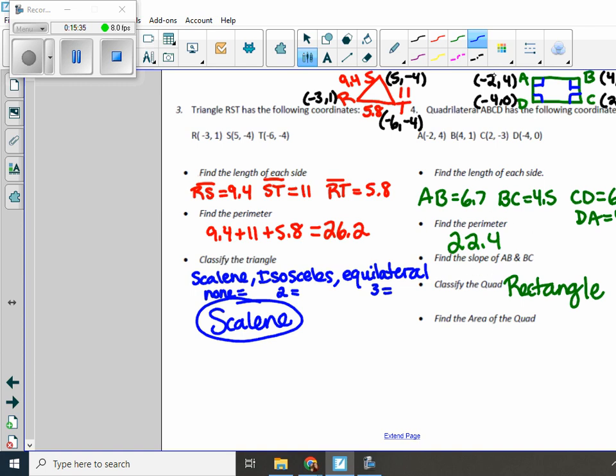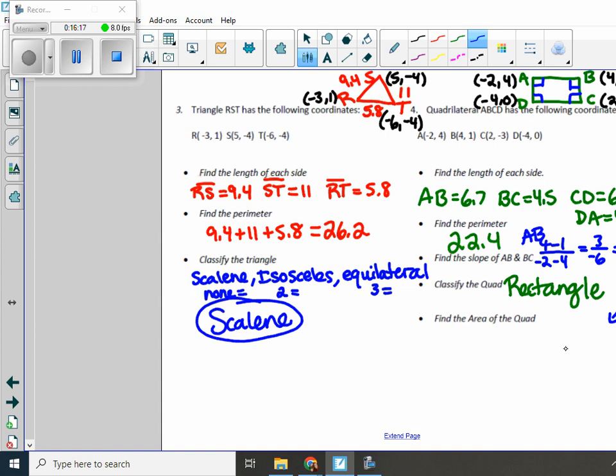Okay, so if I do y minus y over x minus x for A and B, what would that look like? From A to B, y minus y over x minus x. No, 4 minus 1 over negative 2 minus 4. Yeah, 3 over negative 6, negative 1/2. Okay, so that's AB.